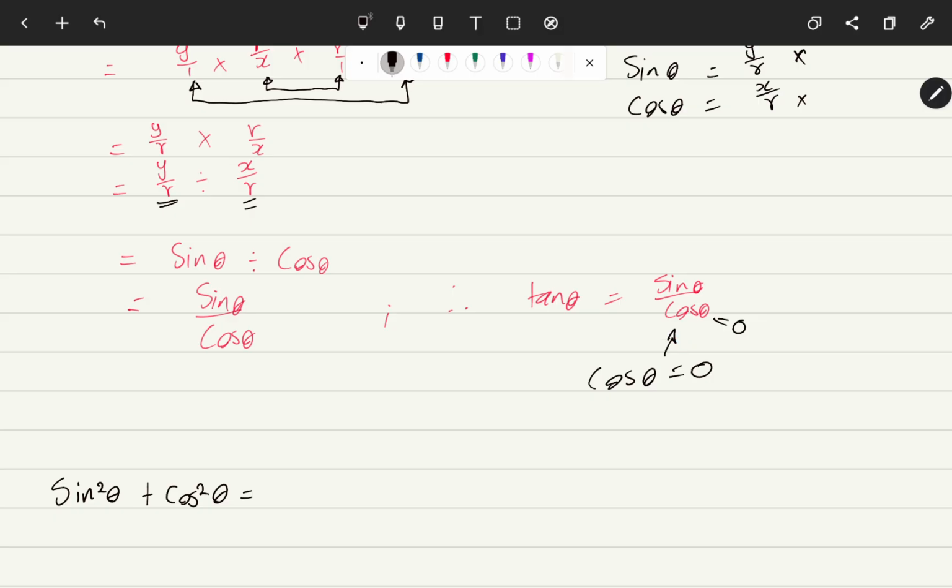Of course, we're going to get a math error, because we cannot divide anything by 0. Even 1 million, you can't divide it by 0. That's a math error. We would say it's undefined.